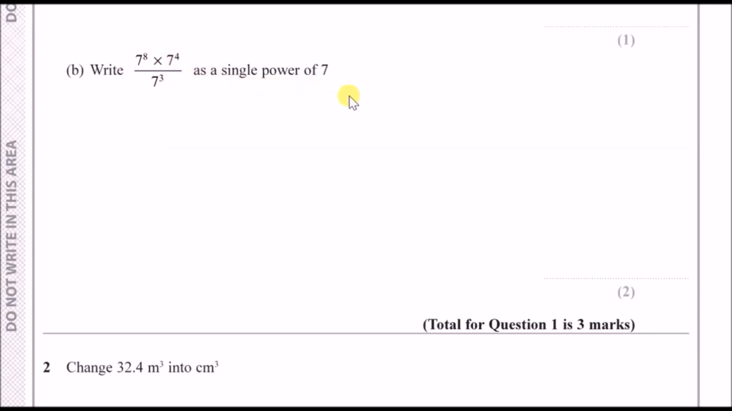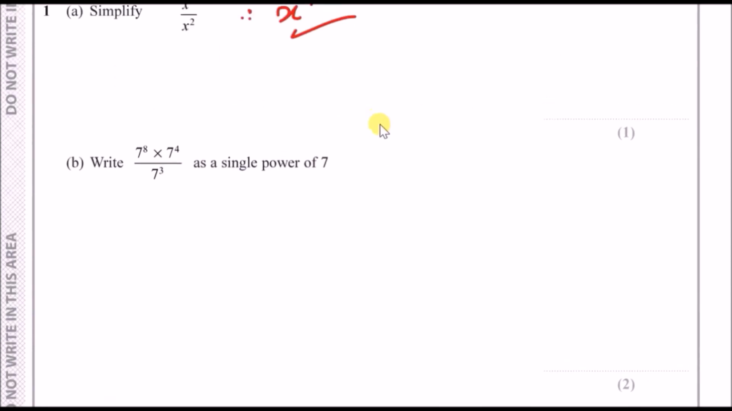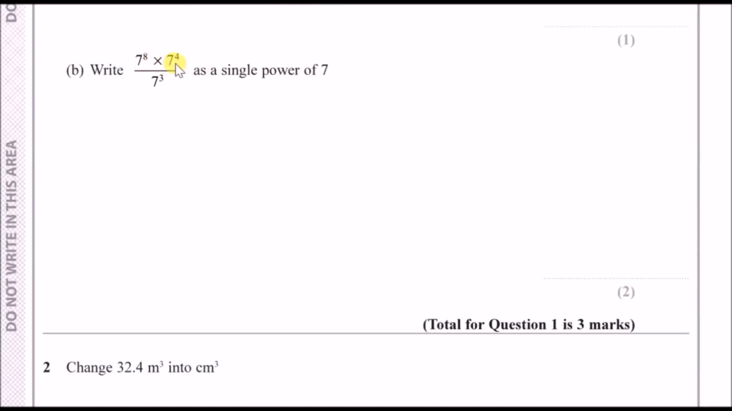B. Write 7 to the power 8 times 7 to the power 4 over 7 to the power 3 as a single power of 7. Okay, so your answer has to be in terms of 7. Now to do this one, it's just like the top one: when you multiply, you add the powers. So in this case, it would be 8 plus 4 on the top line, which will give us 7 to the 12. And we still got 7 to the 3 at the bottom.